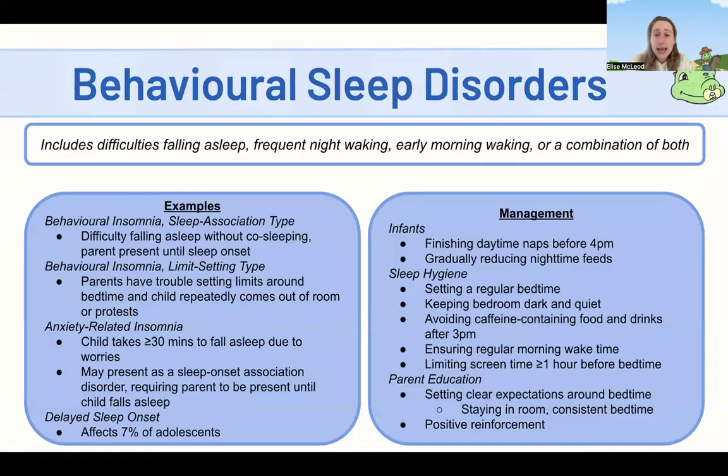In terms of some key management strategies for infants, ensuring that they don't have naps past 4 p.m. so they can sleep at night, and also gradually tapering nighttime feeds. Sleep hygiene is critical, so making sure that the child has a regular bedtime, keeping the bedroom dark and quiet, and for teenagers, trying to avoid caffeine, or at least after 3 p.m. Ensuring that the child's waking up at a semi-regular time on both the weekends and the weekdays, and limiting screen time to at least more than an hour before bed.